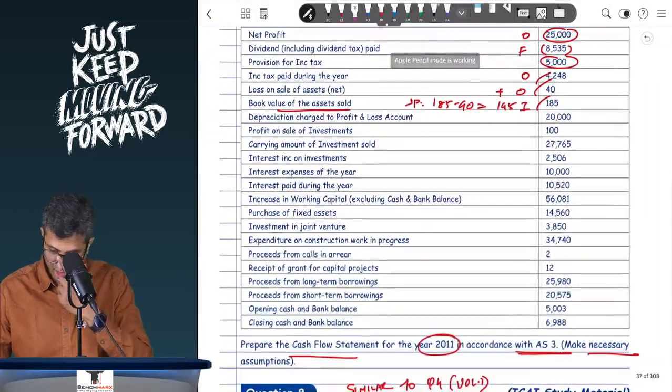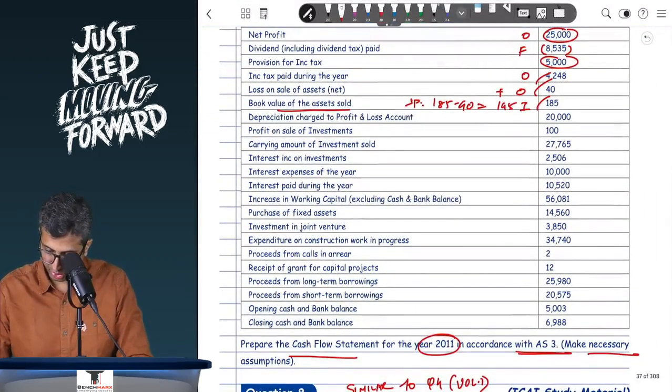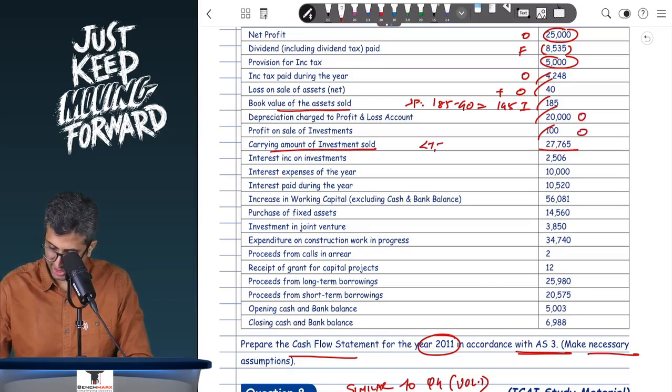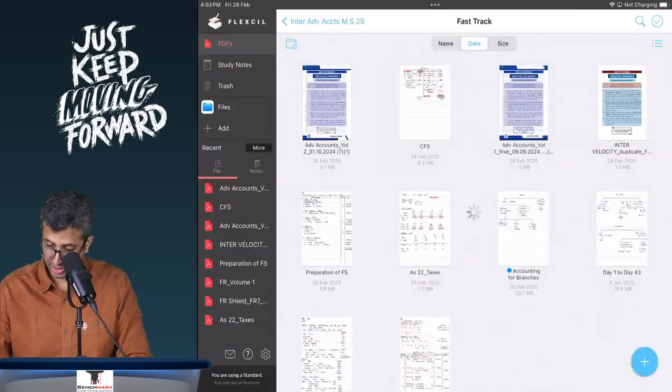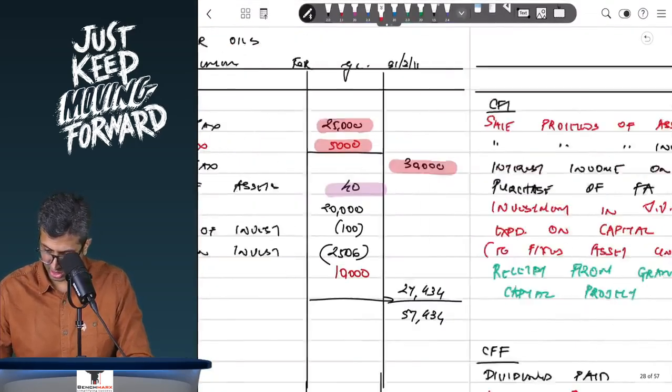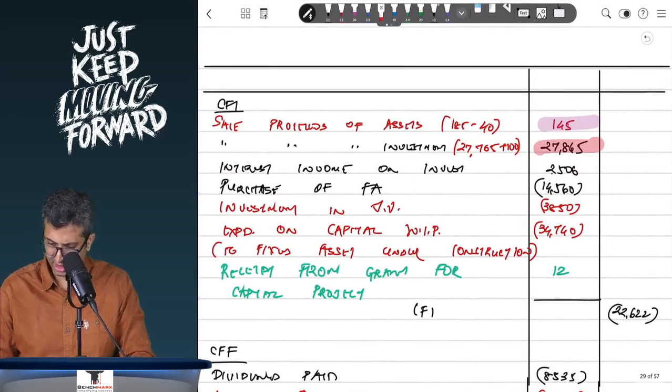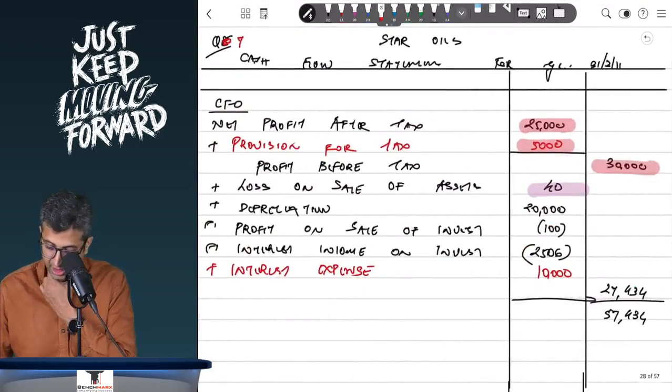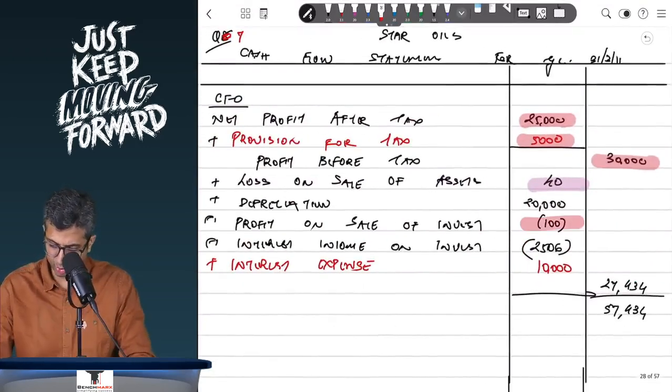Okay sir. आगे depreciation charge to P&L 20,000. You will add back depreciation. Profit on sale of investments. You will deduct 100 from operating. Carrying amount of investment sold 27,785. 27,785 sold at a profit of 100. So this must be 27,885 sale proceeds. So sale proceeds अगर अपन ले 27,8 whatever 65 and 100 यहाँ पे अपन remove कर देंगे.